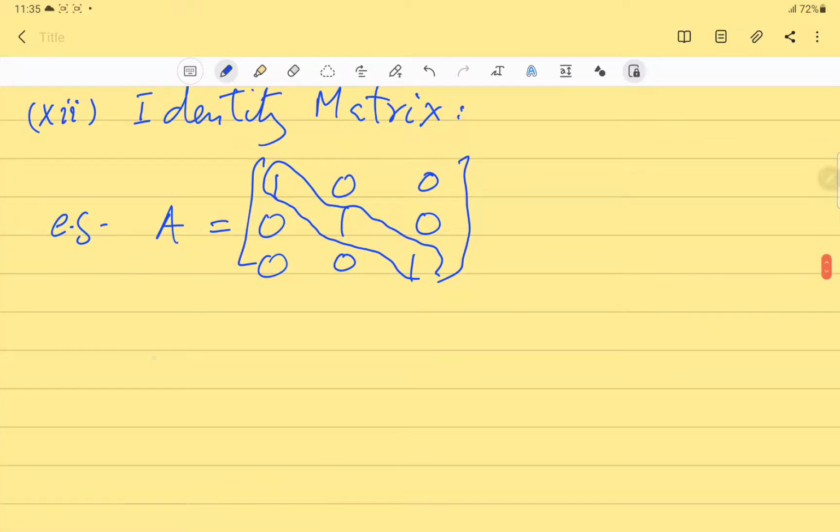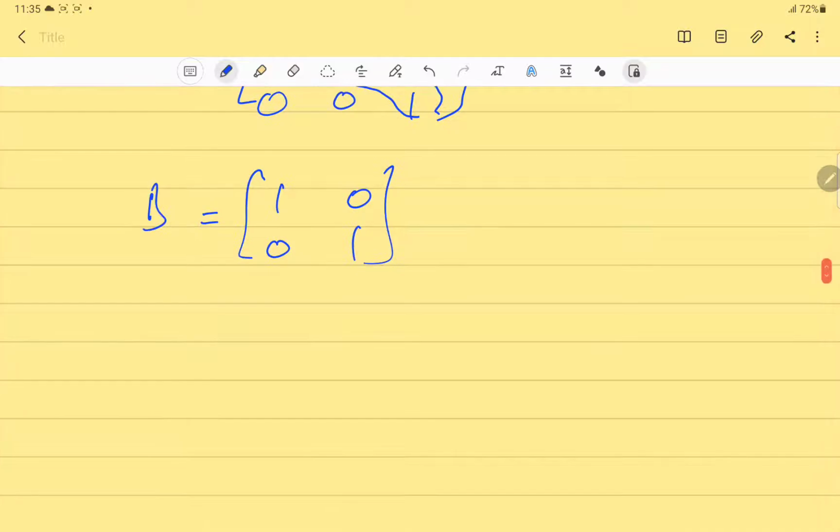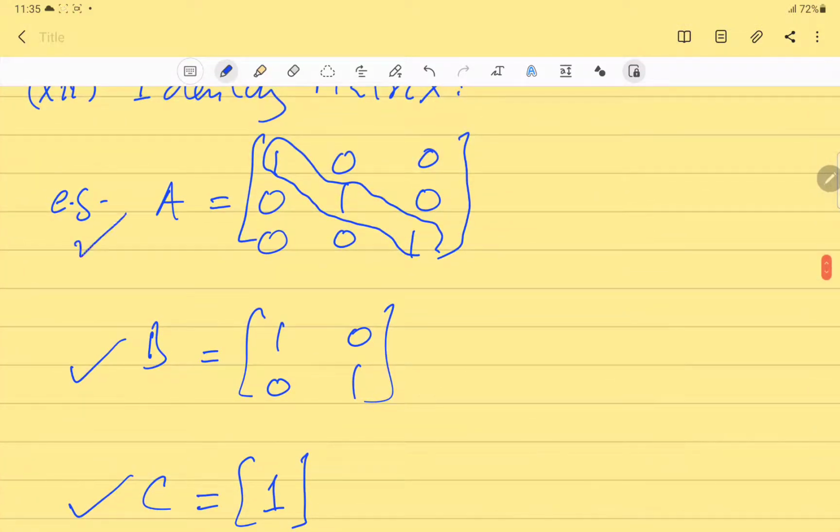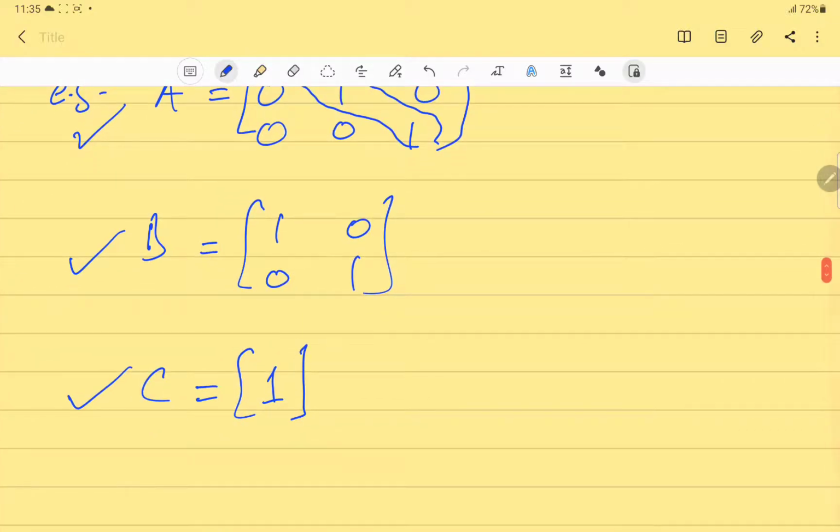More examples, like if we have B as 1, 0, 0, 1, this is also a diagonal matrix, and we have another matrix which has 1 row and 1 column. This is also an identity matrix. B is an identity matrix, and C is an identity matrix, and A is also an identity matrix.